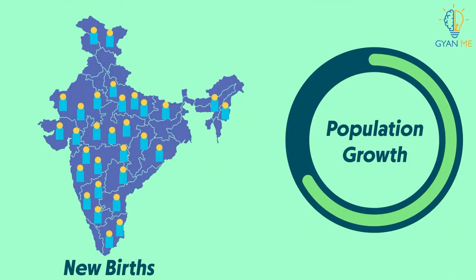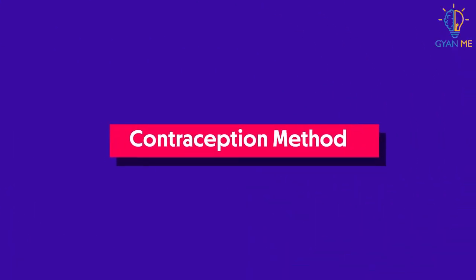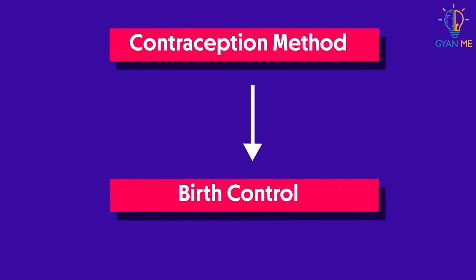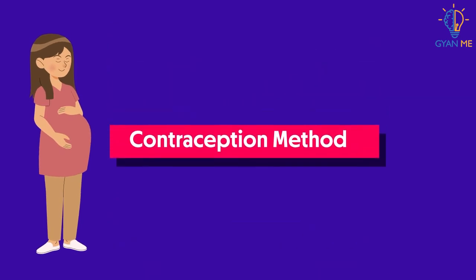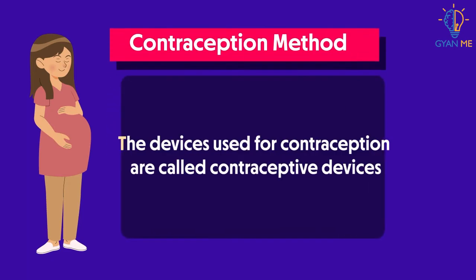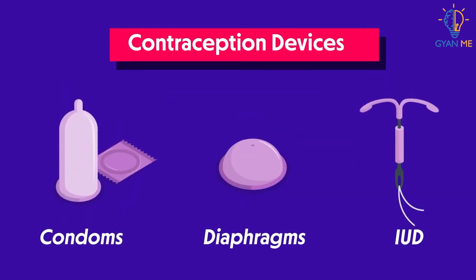Now, students, controlling population is by controlling new births. And these birth control measures are nothing but called contraception methods or contraception measures. It is one of the best birth control measures. A number of techniques or methods have been developed to prevent pregnancies in women. And these methods are called contraceptive methods. The devices used for contraception are called contraceptive devices. They can be condoms, diaphragms, or IUDs or intrauterine devices.